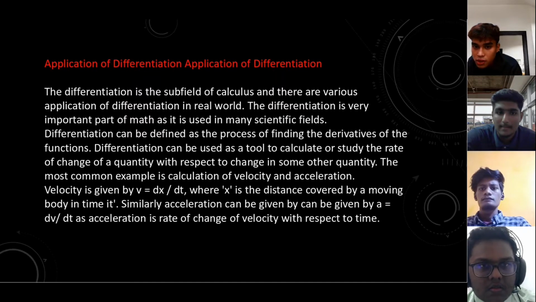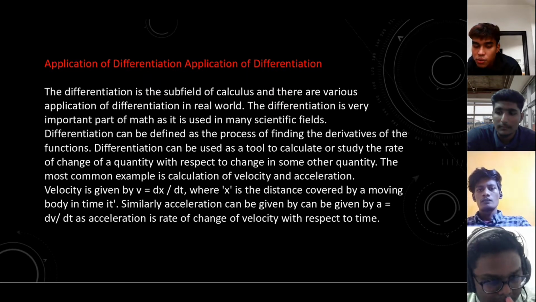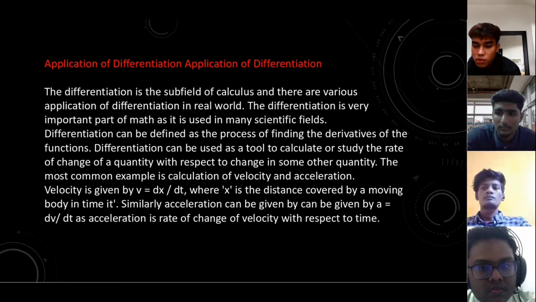Application of differentiation. Differentiation is a subfield of calculus and there are various applications of differentiation in the real world. Differentiation is a very important part of maths as it is used in many scientific fields. Differentiation can be defined as the process of finding the derivative of a function. Differentiation can be used as a tool to calculate or study the rate of change of a quantity with respect to change in some other quantity.